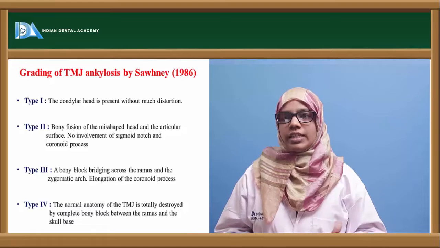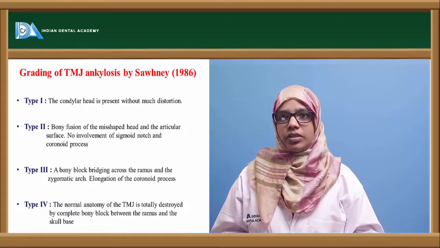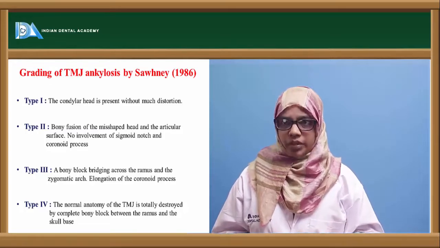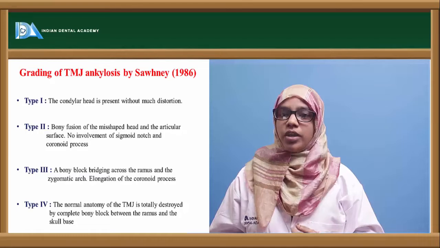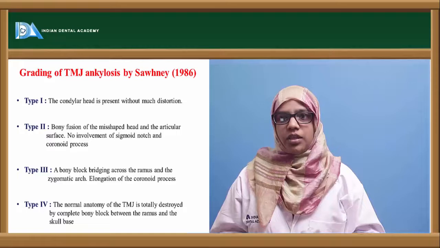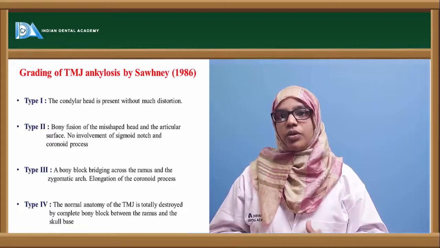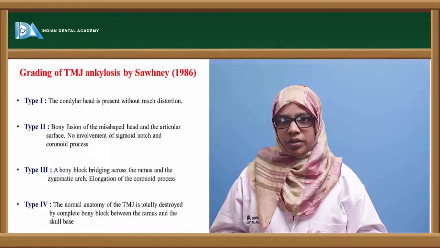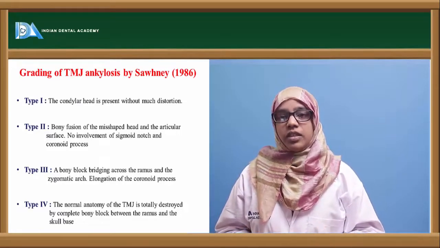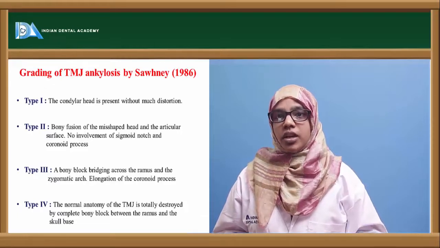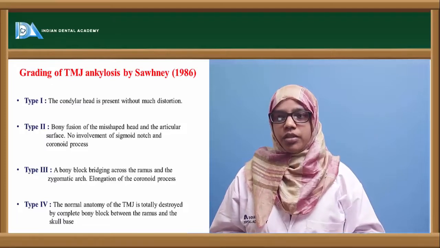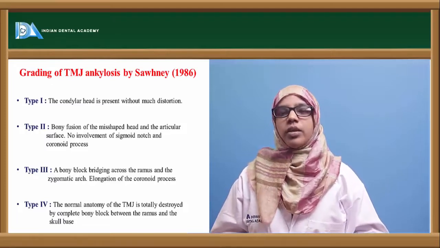Now Sawhney in 1986 graded TMJ ankylosis depending upon the severity of the bone involvement into 4 types. Type 1 ankylosis, in which the condylar head is present, it is not much deformed and there is fibrous union. Type 2, there is involvement of the condylar head along with the glenoid fossa, but the sigmoid notch is not affected. Type 3, there is bony bridging between the zygomatic arch and the glenoid fossa, and there is elongation of coronoid process. And type 4, the normal anatomy of TMJ is completely hindered.